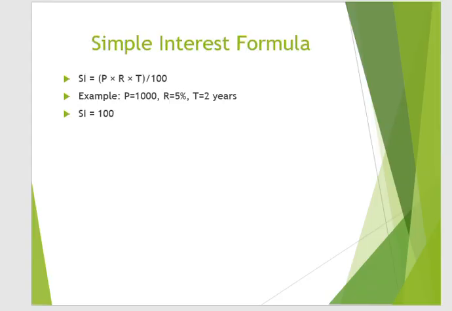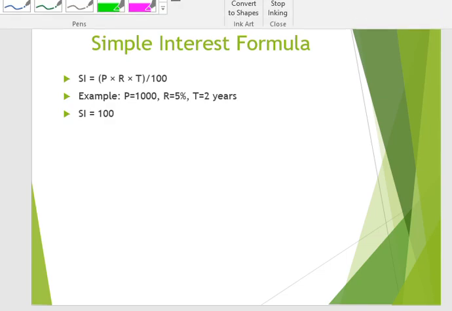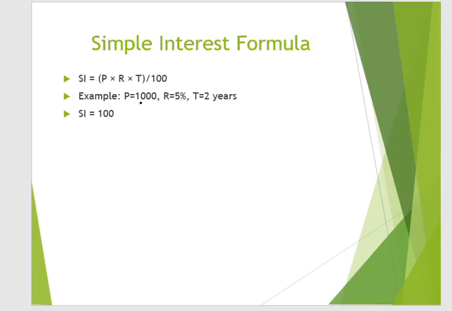Now let's do one example. Simple interest formula: we know that SI equals P into R into T upon 100. Just now I told you in the previous slide. Suppose the principal borrowed is 1000, rate of interest is 5, and time taken is 2 years. This is the formula, so straight away put the values.